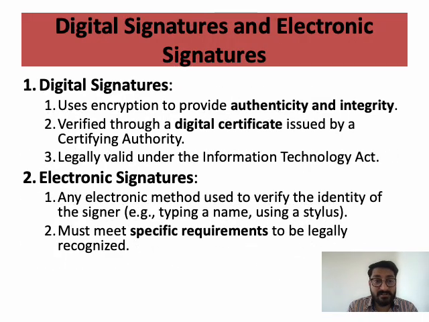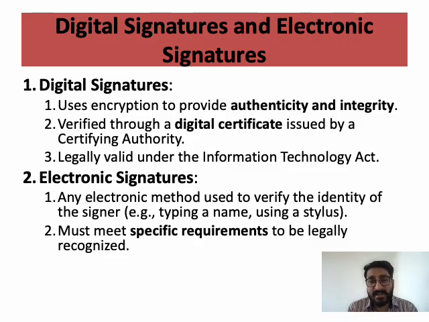Moving further, we have to understand what a digital signature is and what an electronic signature is. The digital signature uses encryption to provide authenticity and integrity, verified through a digital certificate issued by the certifying authority, legally valid under the Information Technology Act. So we have to have a clear distinction between digital signature and electronic signature. For digital signatures, there is an authority called the certifying authority. They generally issue a certificate. That certificate is generally in the form of a pen drive, and if you want to sign any document digitally, you put that pen drive in your system, and it will digitally sign that particular document.